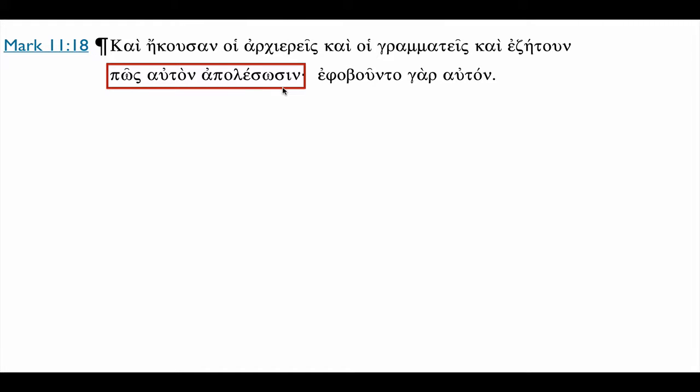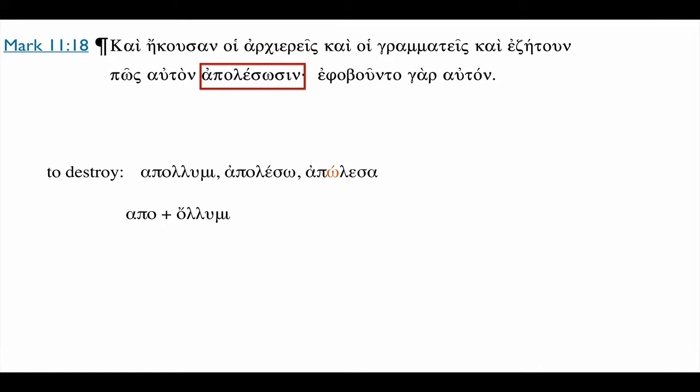how they might destroy him. Let's break that down. The tricky part's the verb. The principal parts of this verb, apollumi, apolesO, apolesa. One thing you really have to know to make sense of that aorist, apolesa, is that this happens to be a compound verb. So it's apo and ollumi. And I realize we haven't had mi verbs yet, but just trust me, it's apo and ollumi.